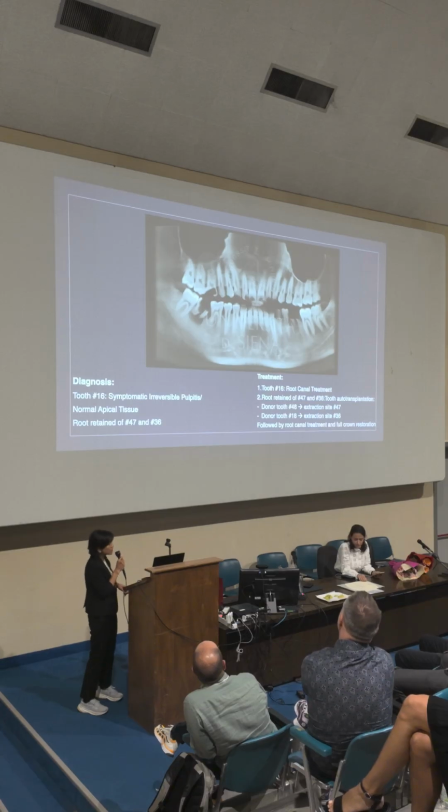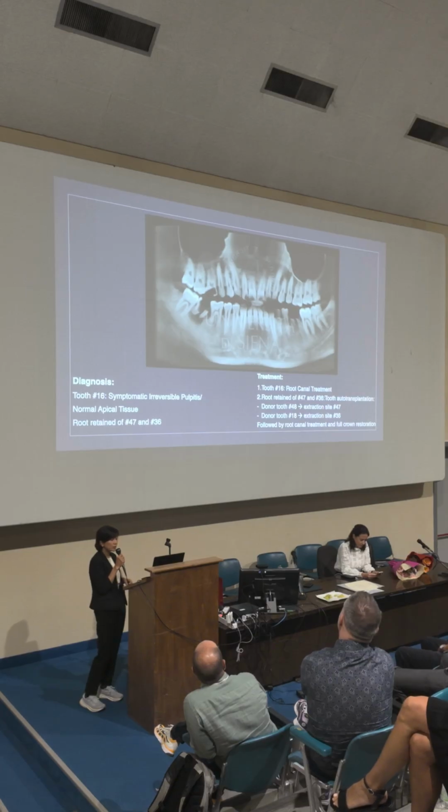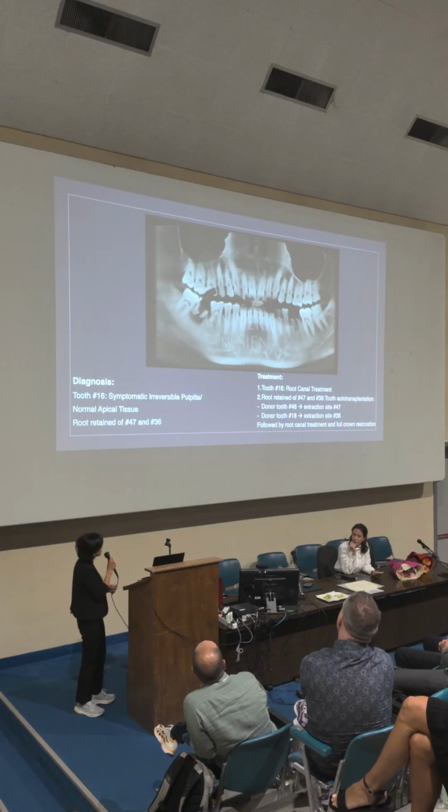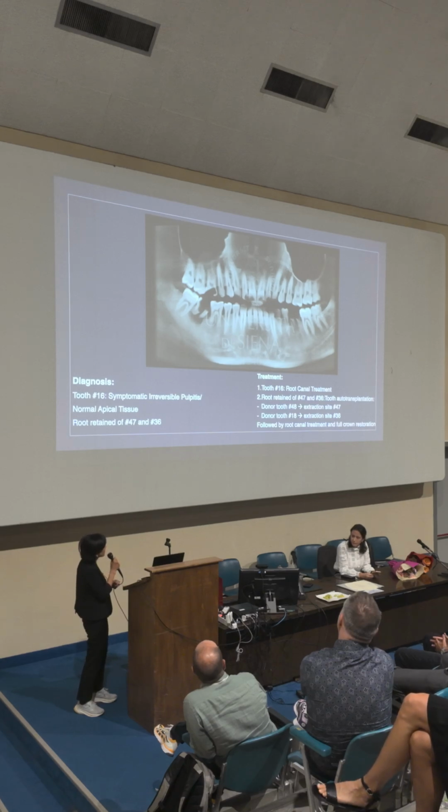And the diagnosis was established of tooth number 16, symptomatic irreversible pulpitis with normal apical tissue, and root retained of 47 and 36. And my treatment plan is for tooth number 16, a single visit root canal treatment, and for root retained of 47 and 36, I would love to do the autotransplantation.